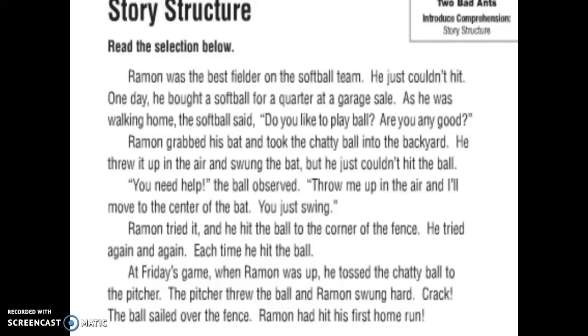So I'm just going to start out by underlining the important elements of the story. As I look back through, who are the characters? Okay, we know Raymond is a character. This story is about a boy named Raymond. And we also see that a second character comes into play. The chatty ball. He found a softball that apparently has some sort of magical powers and can talk. So Raymond and the chatty ball are the main characters from the story.